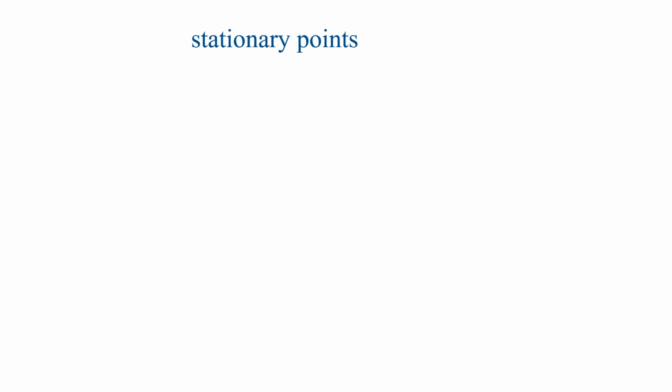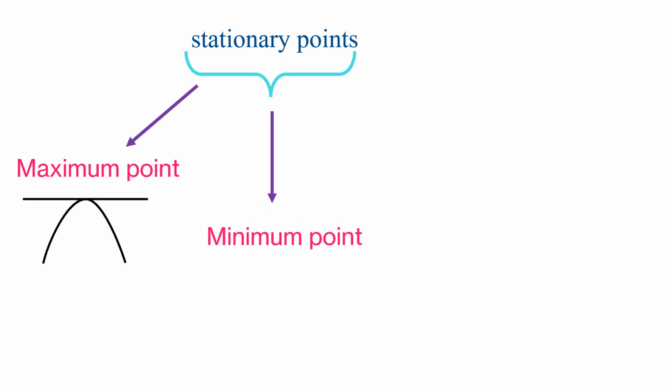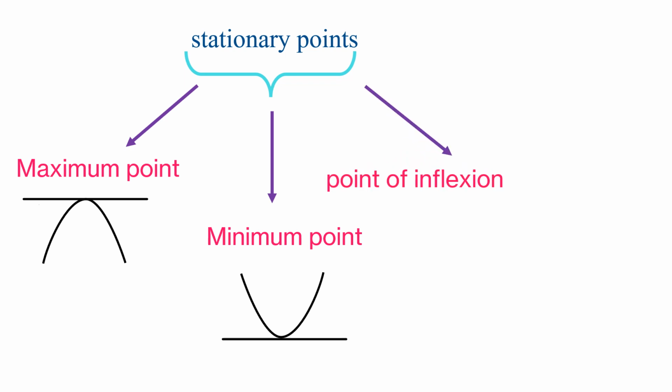Let's look at what are the different types of stationary points. The point could be a maximum point, as what I've illustrated in the earlier slide. It can be a minimum point. It can also be something called a point of inflection. So how does a point of inflection look like? Why is it called a point of inflection? Let's examine this curve here.